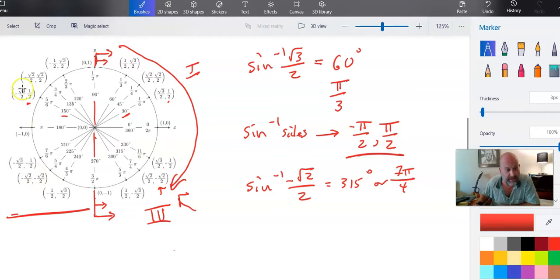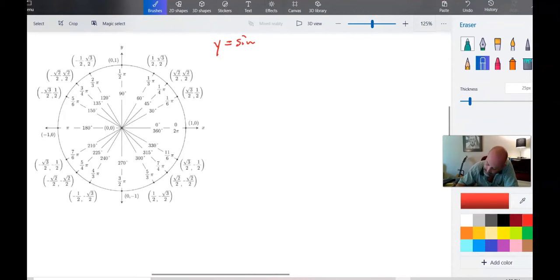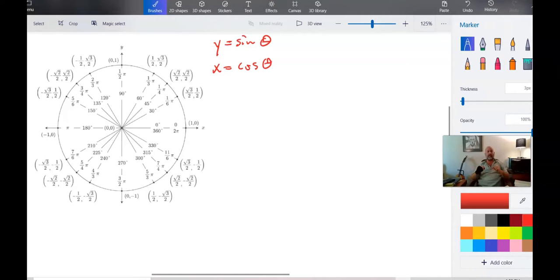Cosine's pretty much the same thing, but with some other slight differences. So let's go ahead and clear that off. Now, cosine is much the same. It's one of those things where you want to remember that y is your sine value, and x is your cosine value, right? Those are the things you want to remember.